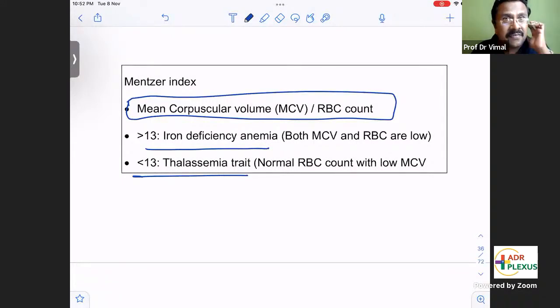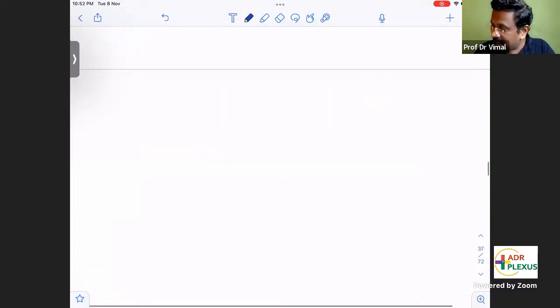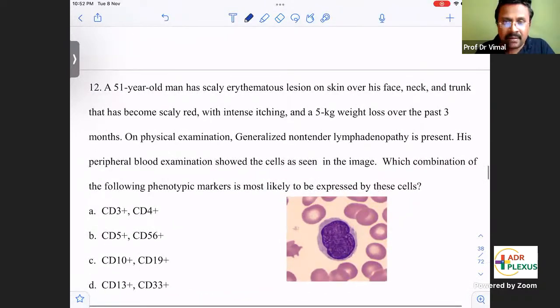So in the question, if the examiner gives you the values of MCV and RBC count, you can definitely calculate the Mentzer index and make a diagnosis whether it is iron deficiency anemia or thalassemia. In iron deficiency anemia, both MCV and RBC will be low. And in thalassemia, the RBC count will be normal and MCV will be low. So remember this Mentzer index. Then moving on to the next question.